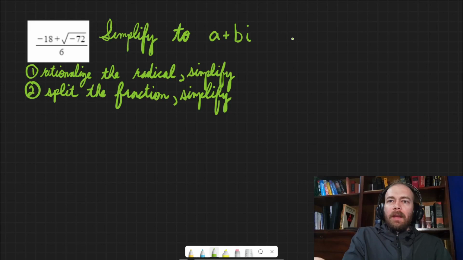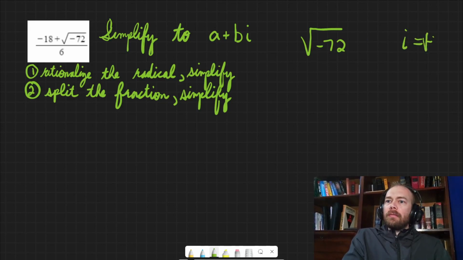So if we start off here, the first step is we want to rationalize that radical. So if we focus on that, the negative is the i. i is equal to the square root of -1. So we actually want to do a couple things here. We want to take out any square numbers that are factors of 72. So we want to take out numbers like 4, 9, and 25. Those are the big three.